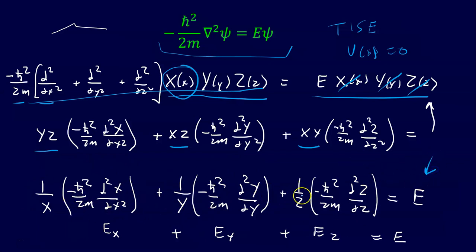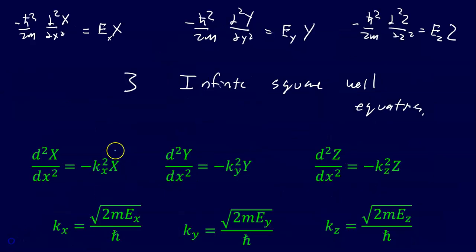And since these are all 3 different functions of one variable, so it's basically I've got one function of x plus some function of y plus some function, we'll call it h of z, equals E, right? And so the only way this can be true is if all 3 of these functions equal a constant. So we'll call the constants Ex, Ey, and Ez. So again, these are the 3 constants, Ex, Ey, and Ez, and those will equal the total energy.